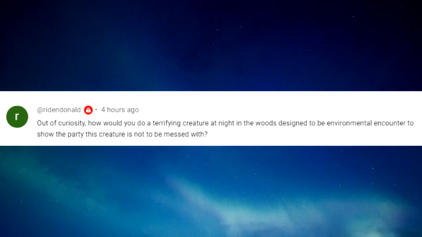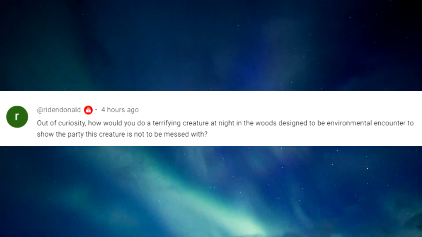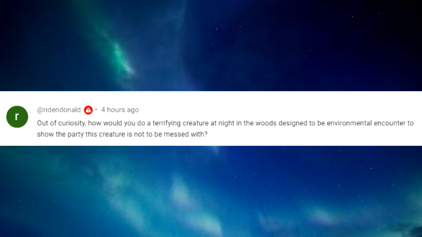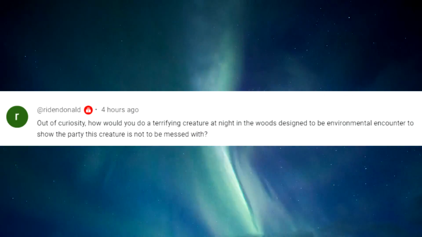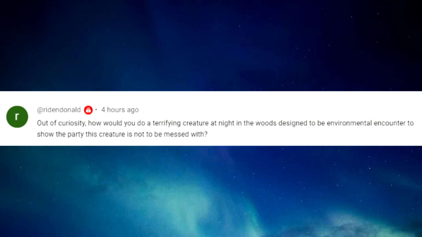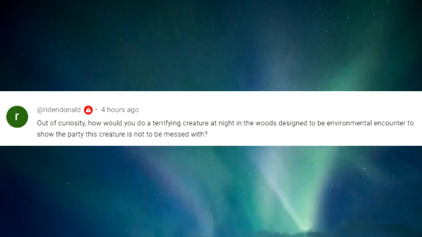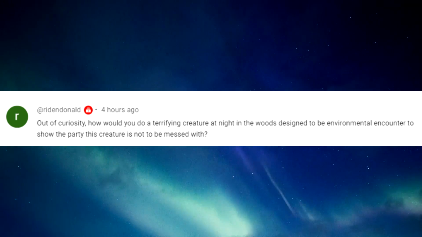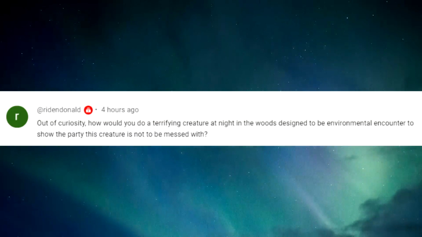But do you know how to build tension the best? It's actually by throwing in things that the party cannot explain. Things that don't make any sense, because great horror breaks the rules of the world. This kind of ties back into mystery. We can't make sense of what's going on in front of us. We can't use our superior intellect to combat that danger, so we become afraid.